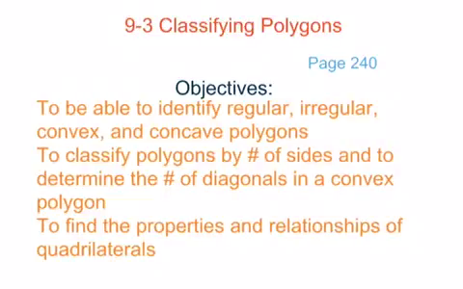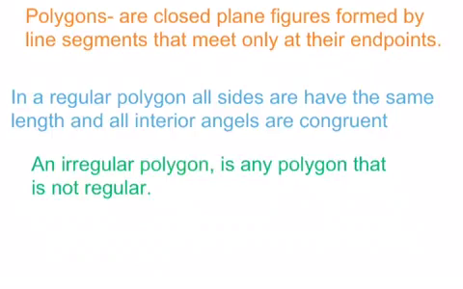Hello everyone, today we're on 9/11 Classifying Polygons on page 240 in the purple book. Our objectives here are to be able to identify regular, irregular, convex, and concave polygons, to classify polygons by the number of sides, and to determine the number of diagonals in a convex polygon, then define the properties and relationships of quadrilaterals.